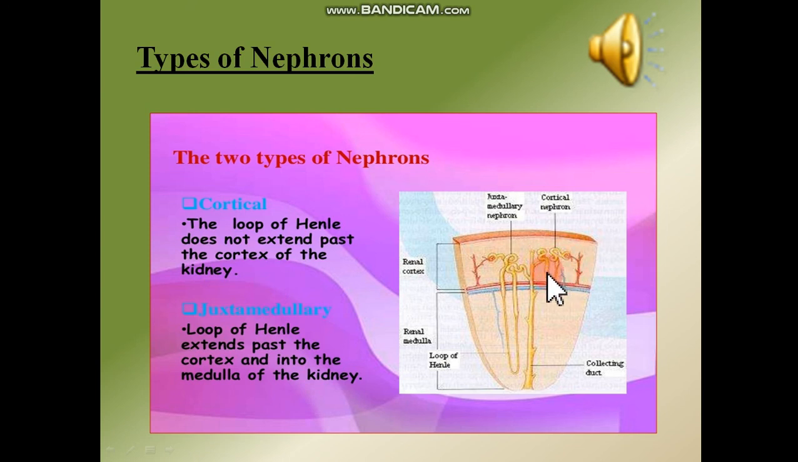Cortical nephron have a loop of Henle that doesn't penetrate deep into the region of the medulla, while in the juxtamedullary nephron the loop of Henle penetrates deep into the medulla.